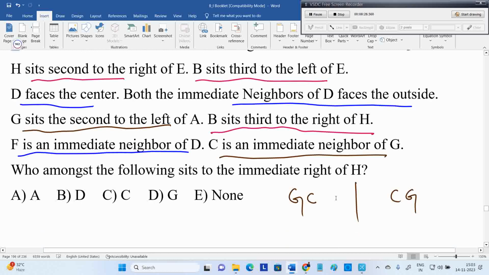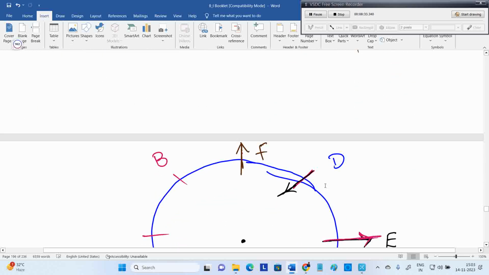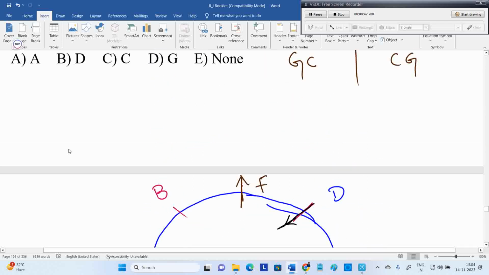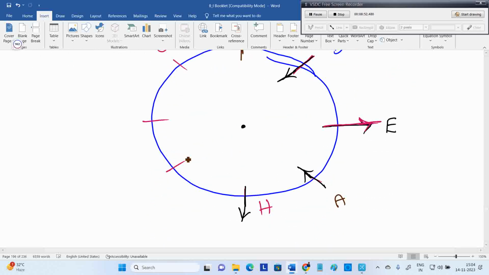We need two consecutive slots, because C and G are immediate neighbors. So two consecutive slots are available here. It can be CG or GC. This should be A facing towards the center, and G is second to the left of A. A facing towards center, first left, second left. G should be here, and C is neighbor of G. C must be here.